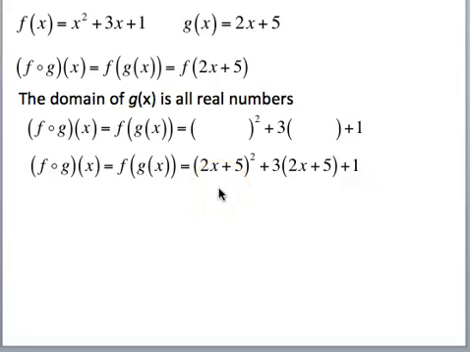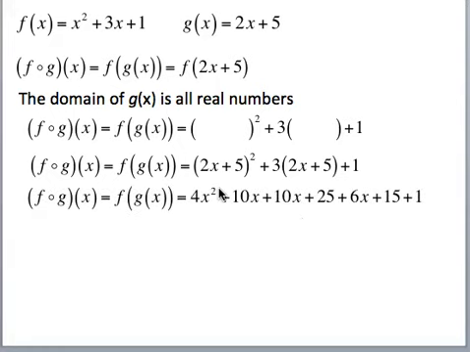How do we do 2x plus 5 squared? That's 2x plus 5 times 2x plus 5. Make sure you distribute. 2x times 2x is 4x squared, 2x times 5 is 10x, 5 times 2x is 10x, 5 times 5 is 25. So make sure that distribution is done. So 2x plus 5 squared gives us 4x squared plus 10x plus 10x plus 25. Distributing this, 3 times 2x is 6x, 3 times 5 is 15, plus 1.